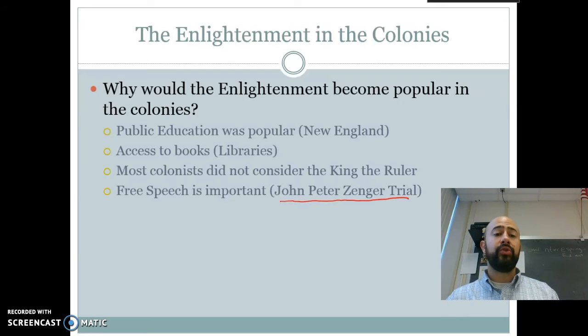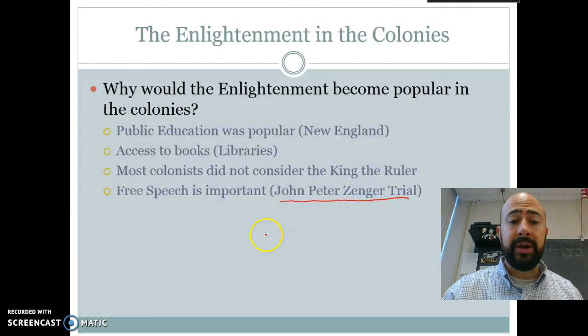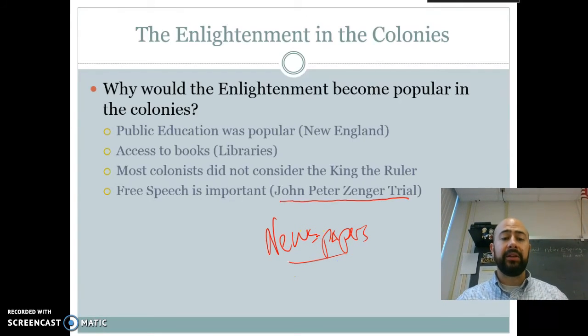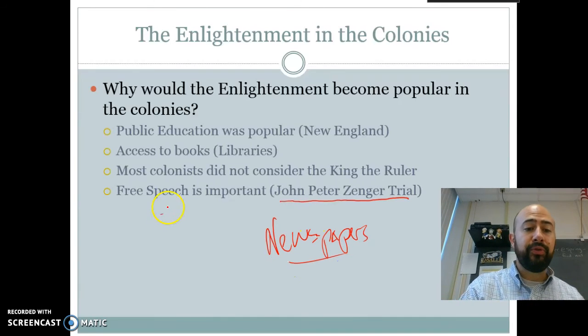And the court in New York agreed with him. And they said that, yes, newspaper writers, so we're talking about newspapers and printed media like that, are allowed to use free speech.